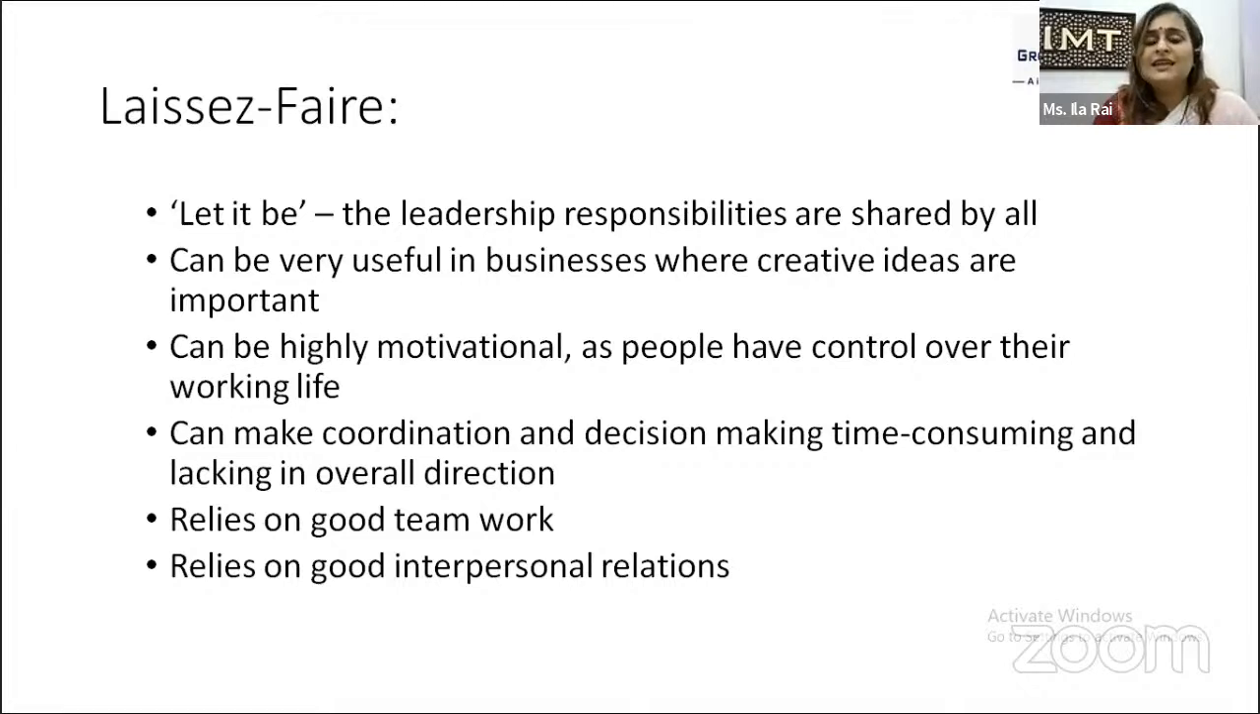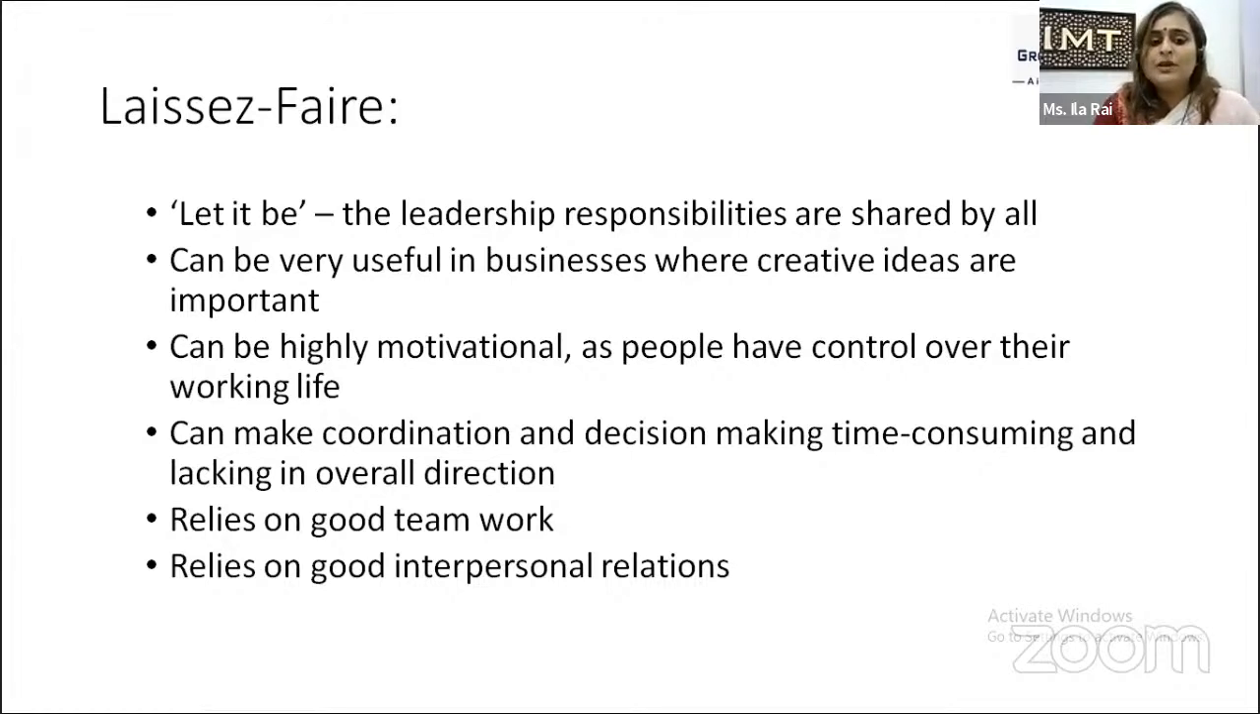It means that leadership responsibility is not of a single person, but the leadership responsibility is shared by everyone. It can be very useful in businesses where creative ideas are very important. So everybody thinks out of the box and takes decisions.